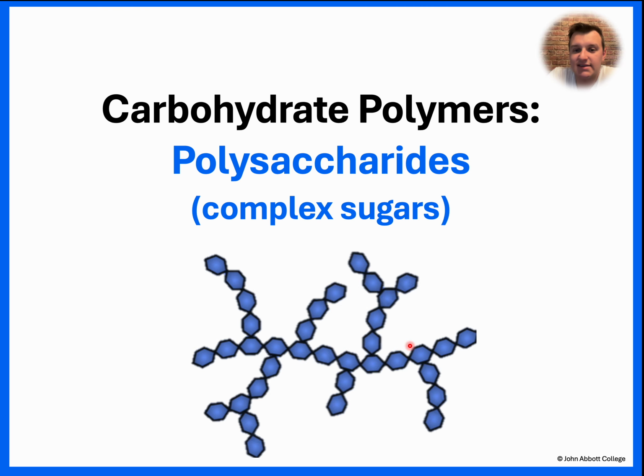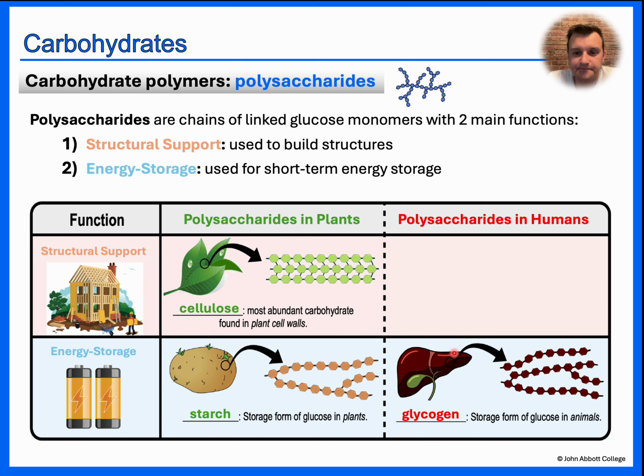Next is carbohydrate polymers, right? These are called polysaccharides. Polysaccharides are complex sugars. Look at all of the hexagons together. There's not just one, there's not just two, there's many of them. These are many saccharides together. And polysaccharides are chains of linked glucose monomers with two main functions.